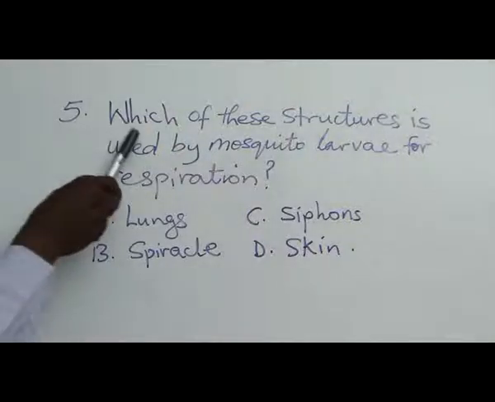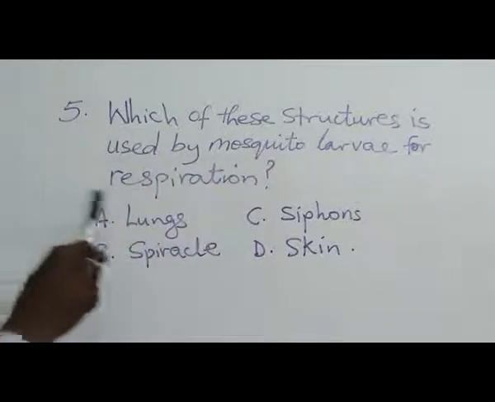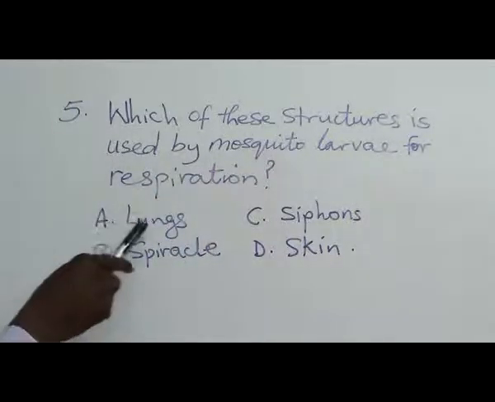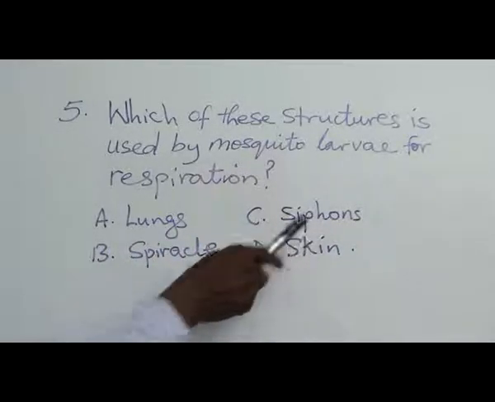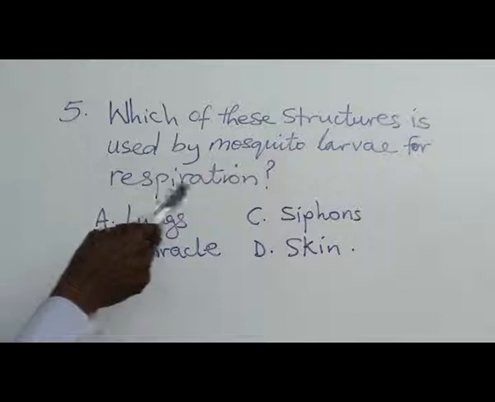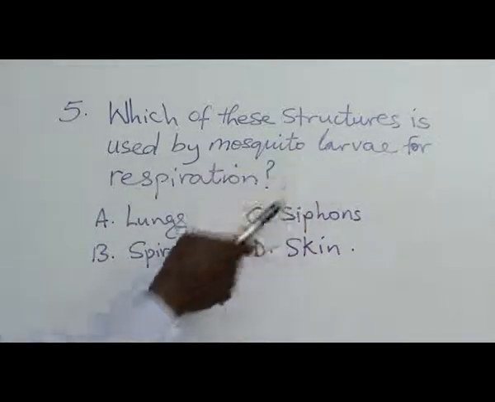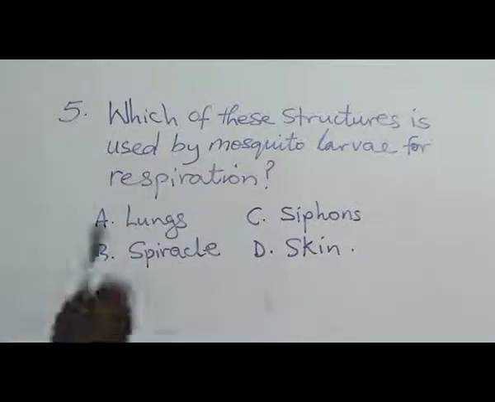Example 5. Which of these structures is used by mosquito larvae for respiration? A. Lungs, B. Spiracles, C. Siphons, and D. Skin. This is a straightforward question. You have to understand the structure of larvae and how they take in oxygen. You just have to understand the structure of a larva, the structure it uses for taking in air and giving out carbon dioxide.